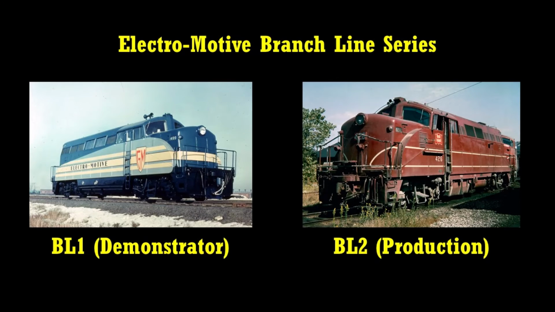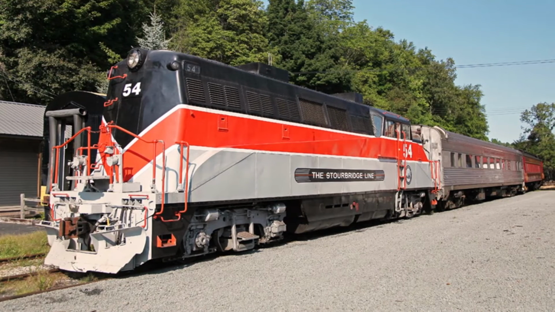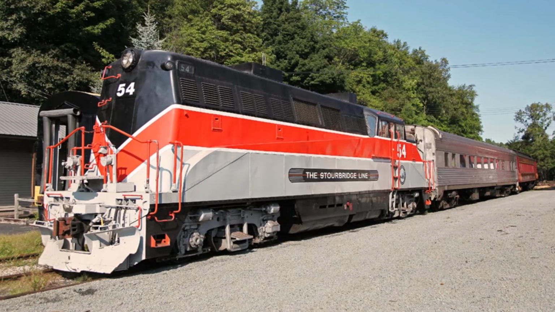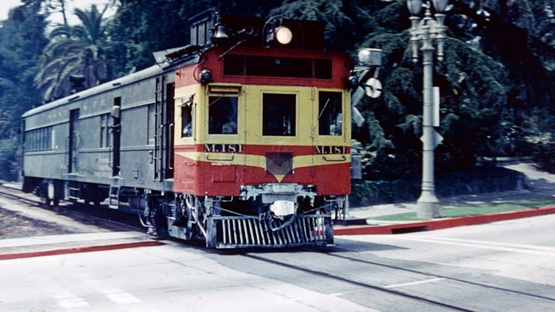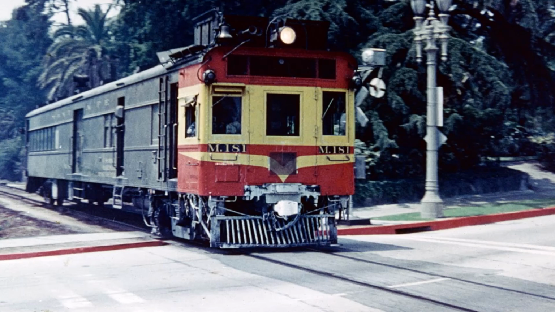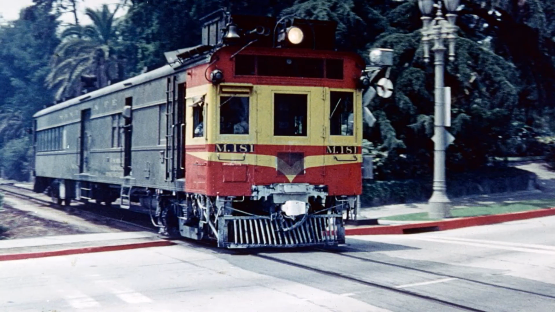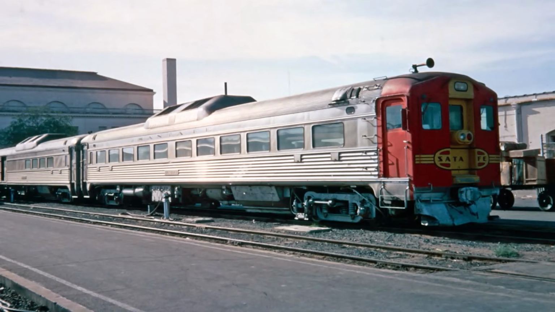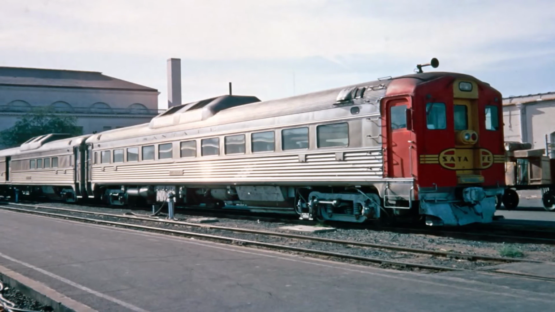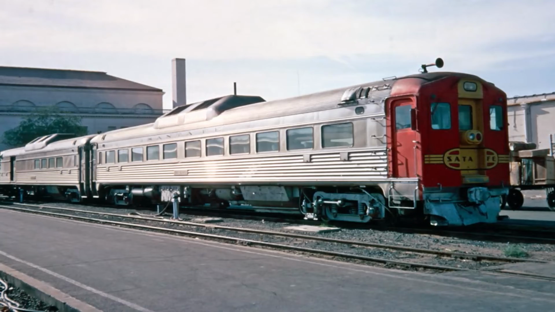Perhaps the best example is the infamous BL2 by Baldwin Locomotive. It was essentially a rough transition between a cab unit and a hood unit. Let's not forget the gasoline-powered passenger rail cars, aka the Doodlebugs, from the early 20th century, as well as the Budd Company's rail diesel car, RDC, from the post-World War II years.